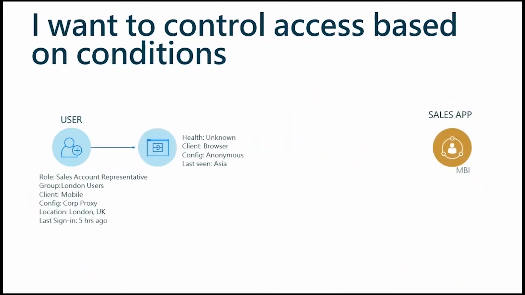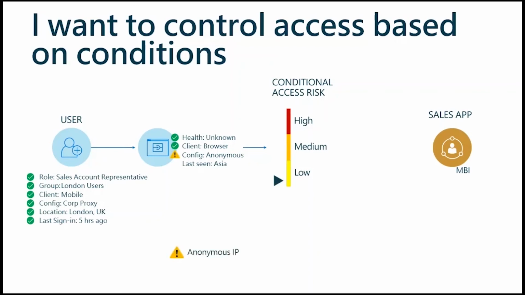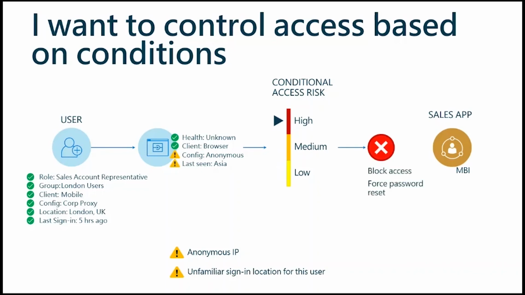If you then go back to the first example where that user account, London-based, last seen 5 hours ago, but this time it's being accessed via a browser, which is anonymous, potentially seen in Asia. Straight away, the conditional access is flagged as high risk, basically because of the anonymous IP and it's an unfamiliar sign-in location for this user. Straight away, the access is blocked, and you can actually configure behavior to force a password reset as well. So the user then has to change their password to minimize any potential risks going forward.